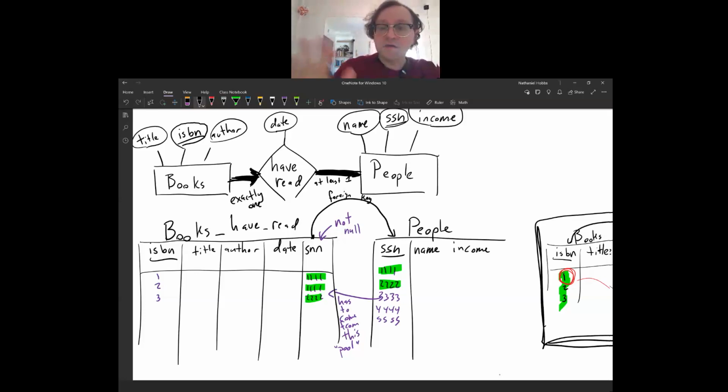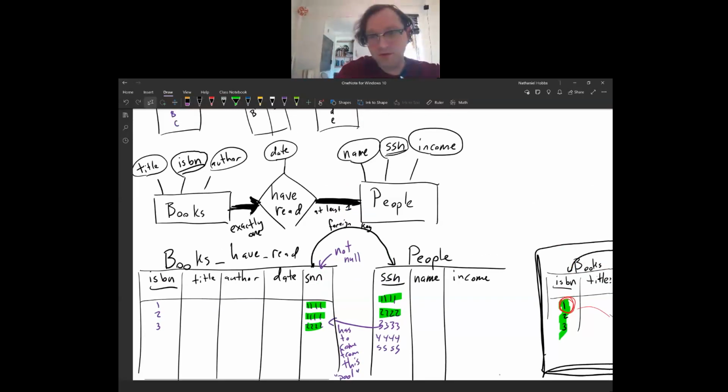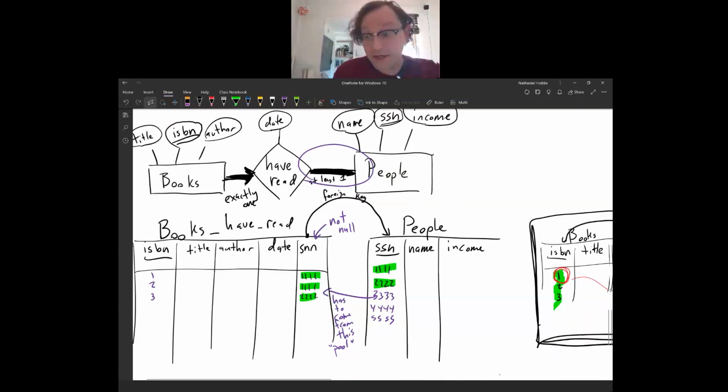Okay. So we're almost there. We've captured the exactly 1, but now we're missing the person reading at least 1 book. If I just left it here, this would be a problem because here are 3 people who haven't read any book and haven't broken any rules.